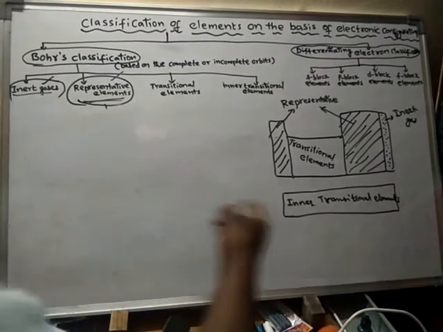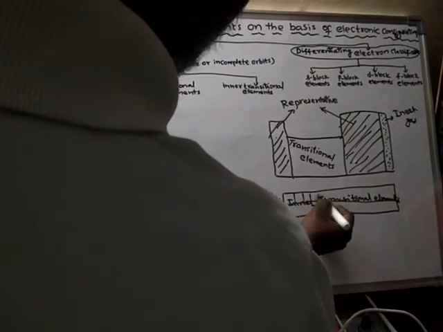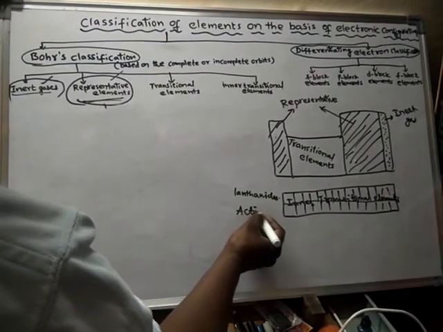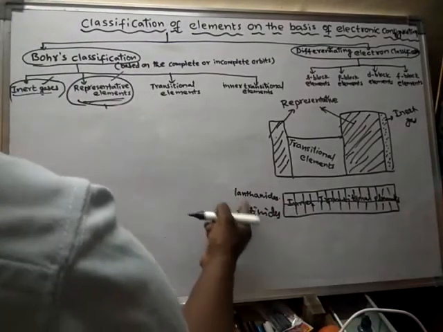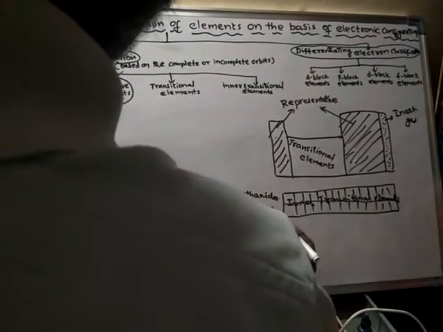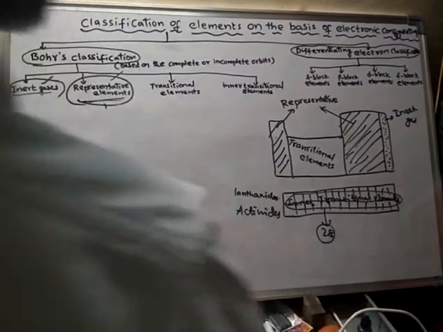Inner transition elements are divided into two series. The first series is called lanthanides. Here 14 elements are there. And here actinides, also 14 elements. Lanthanides are 14 and actinides are also 14 elements. Together they are called inner transitional elements. So how many inner transitional elements are there altogether? There are 28 inner transitional elements.